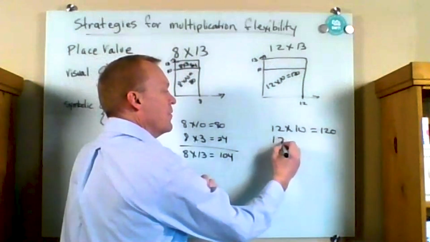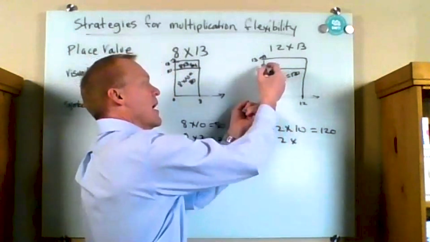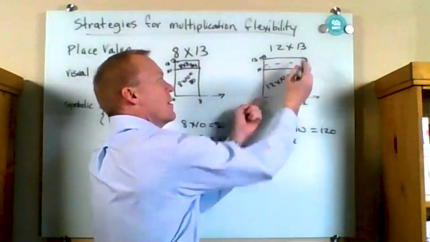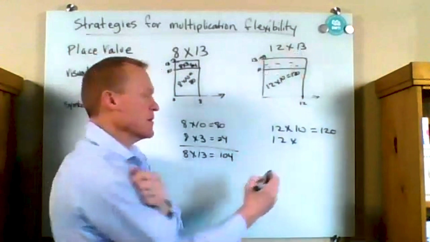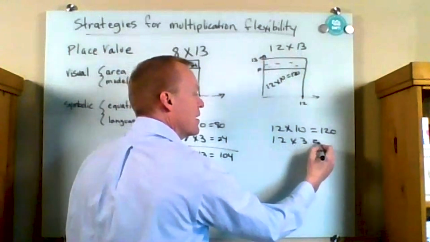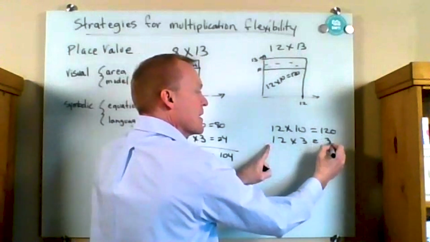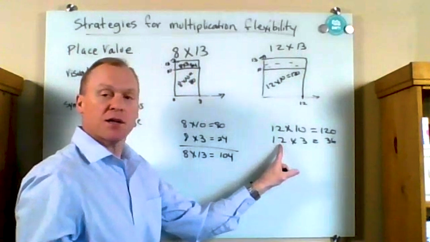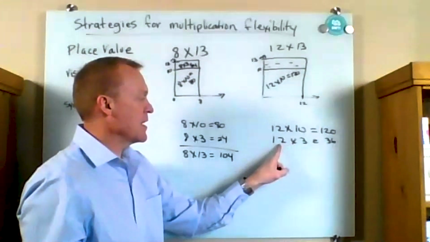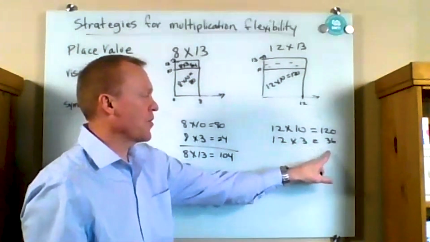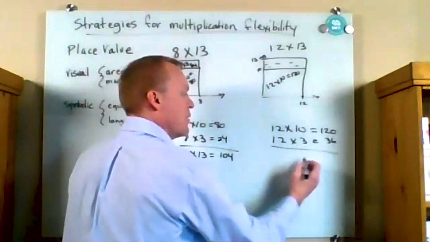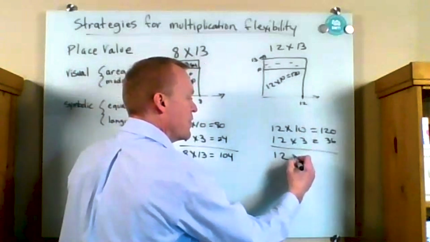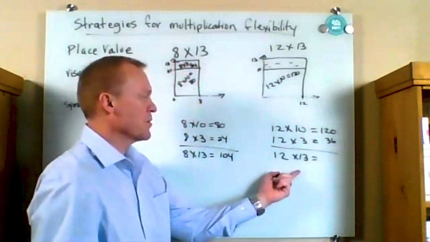Then I have 12 times, I still have 12, a unit of 12 here, 3 times. So 12 times 3, which is equal to 36. It's important. You can have kids practice this too. You can decompose this again. 3 times 10 is 30. 3 times 2 is 6 to get to 36. But then we have the 12 times the 13, coming back to the original 12 times 13.